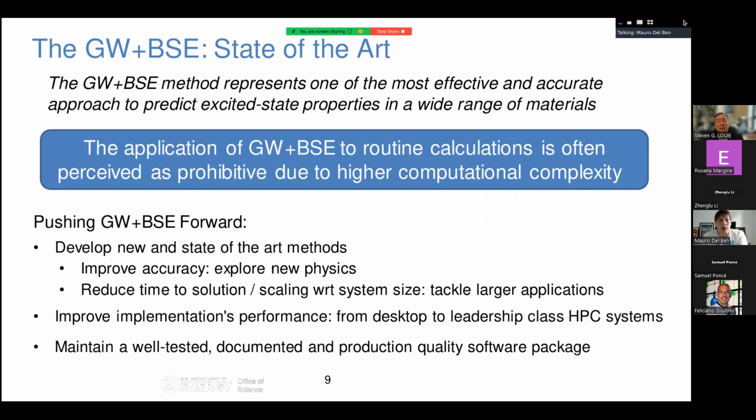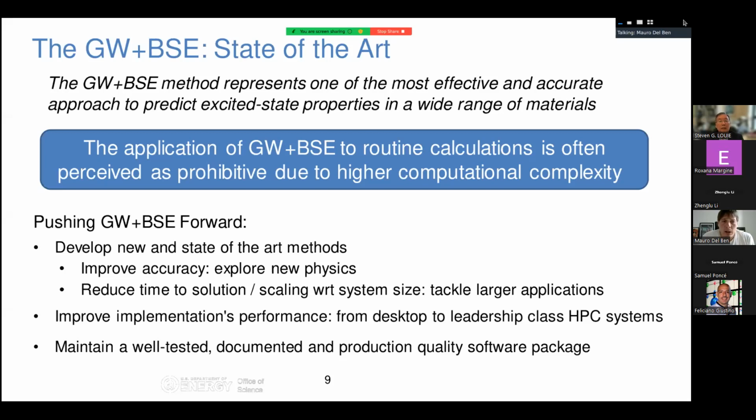Now, I told you about GW plus BSE. It's probably the state of the art, one of the most effective and accurate approaches in order to predict the excited states properties of materials. But sometimes GW and BSE get a bad rep. They are perceived as prohibitively expensive to be applied to ordinary applications. And as we have seen before, it seems almost impossible to apply them to systems which are large enough, or so large that they contain 1,000 or tens of thousands of electrons in the unit cell.